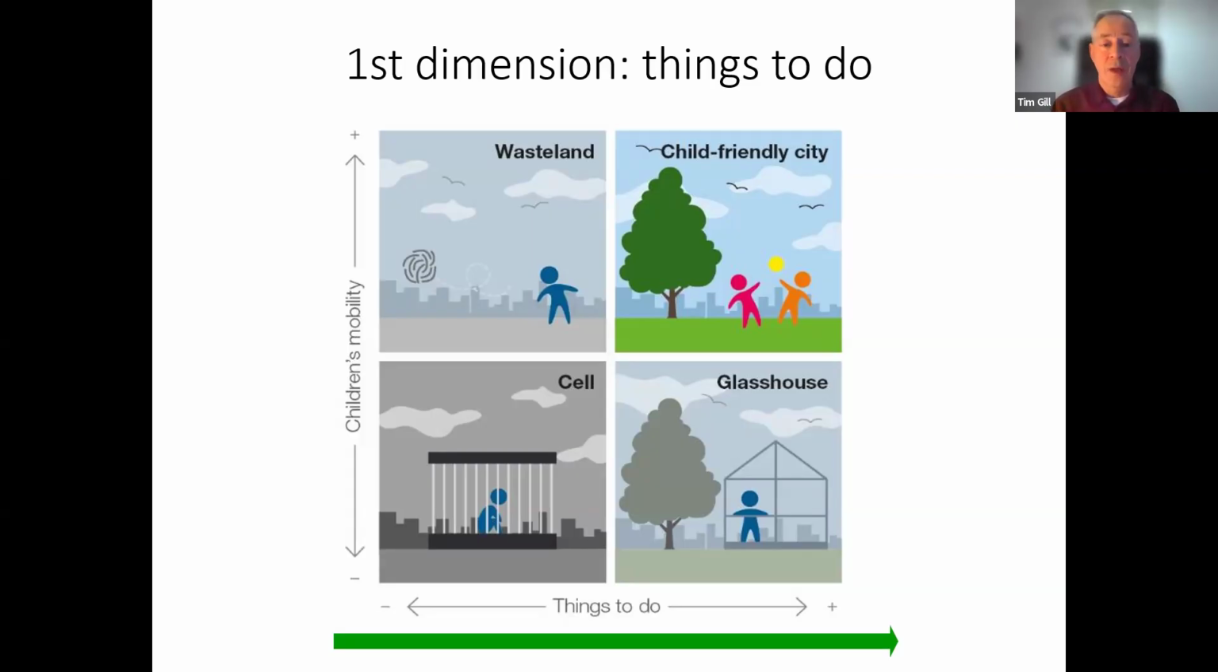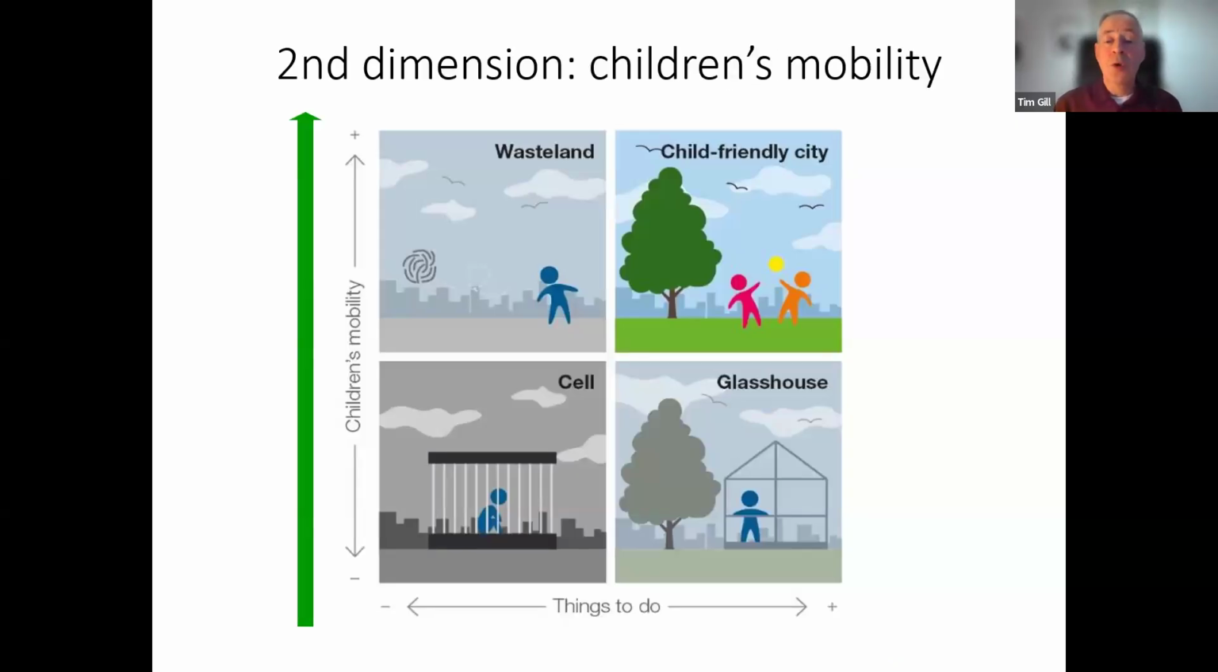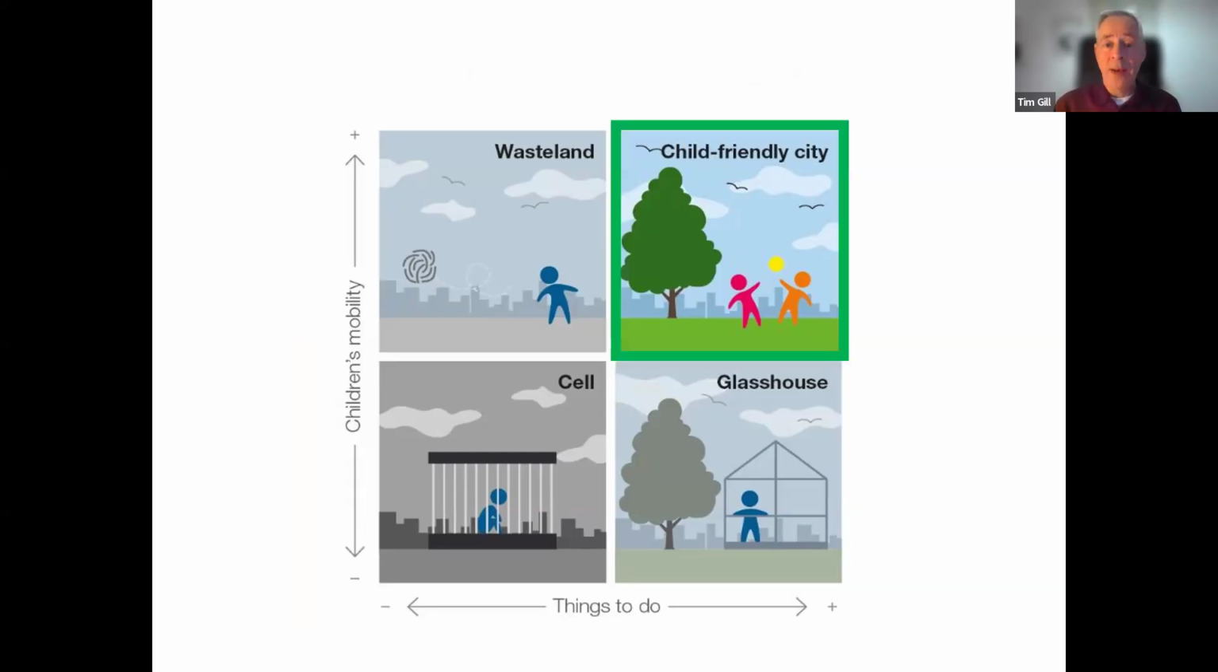That's one dimension, but that's not enough on its own because children also need to be able to get to those different places and spaces. So the second dimension is children's mobility, in particular, walking and biking and wheeling. So it's only where a place has got both a lot of choice and variety in terms of spaces and facilities, and it's easy for children of different ages, with and without their parents, to get around, that you're in that child-friendly zone.